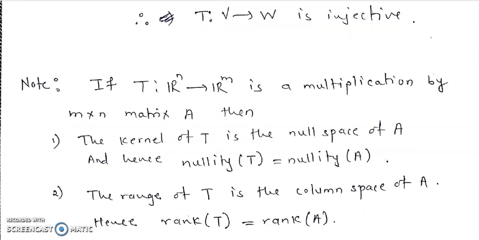Now we note that if T from R^n to R^m is a multiplication by m cross n matrix A, then the kernel of T is the null space of A, and hence nullity of T, which is nothing but dimension of kernel of T, is nullity of A. Similarly, the range of T is the column space of A, and hence rank of T, which is nothing but dimension of range of T, is rank of A.